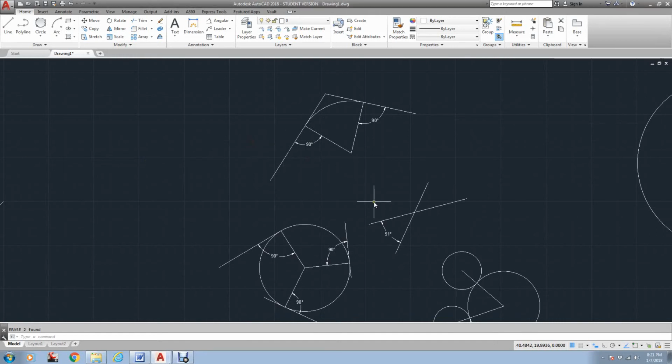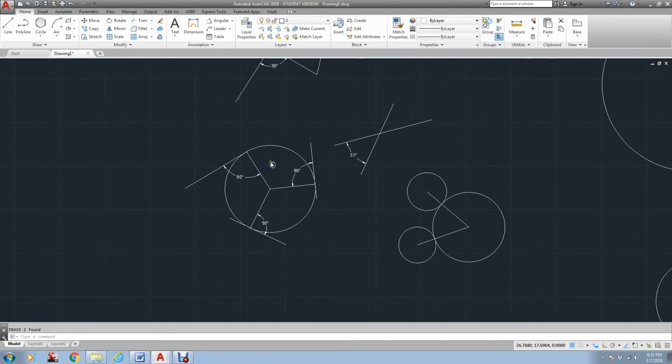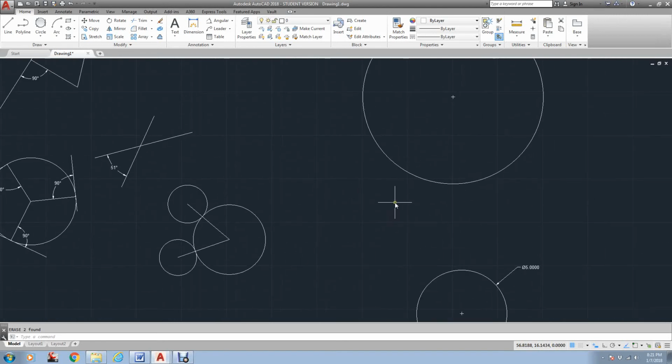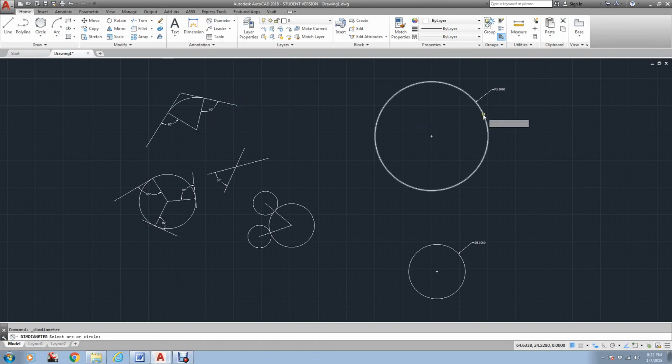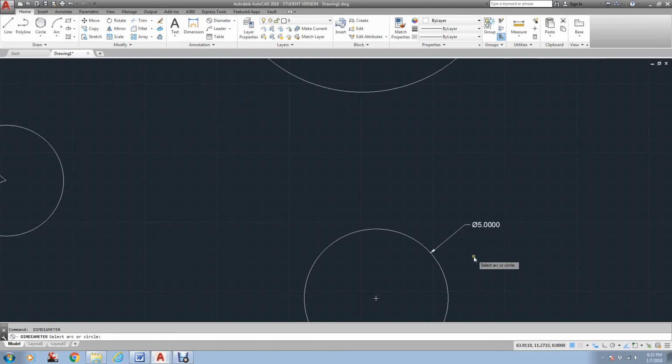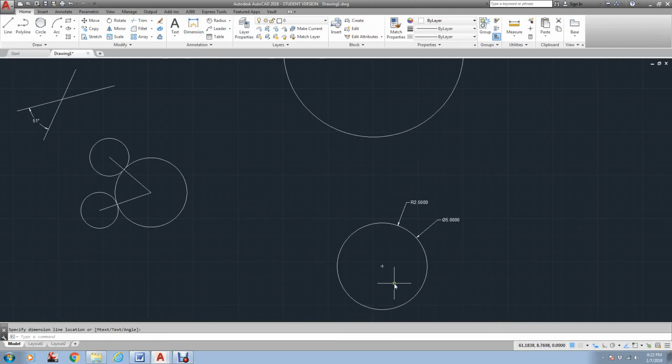And again, you're not going to learn tangency overnight, but just remember, the 90 degrees. And also when it comes to dealing with radiuses and diameters, we know that the diameter is twice the radius. We know that the radius is half the diameter. If I come over here and label these, if I label this as diameter, it's going to come up as 10. And the same thing, if I come over here and label this the radius, is 2.5, it's half.